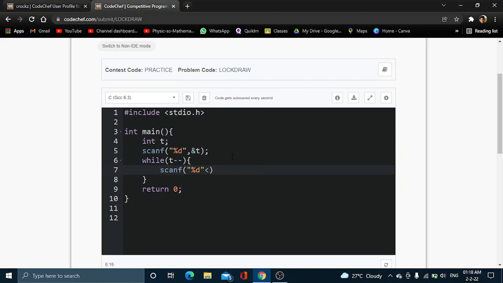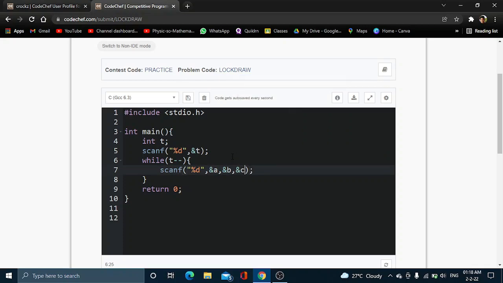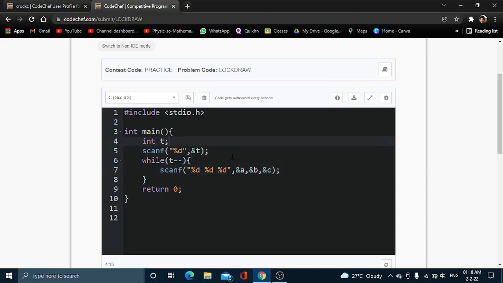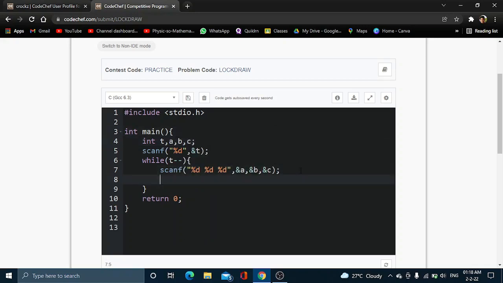Now we have to take the value of A, B, C. So A, B, C I have taken, and let me write 3 format specifiers, and let me declare A, B, C as integer variables. Now we have got the values of A, B, C, I mean we are taking the values from the user. Now we should check the conditions whether this A, B, C value results in a draw or not.